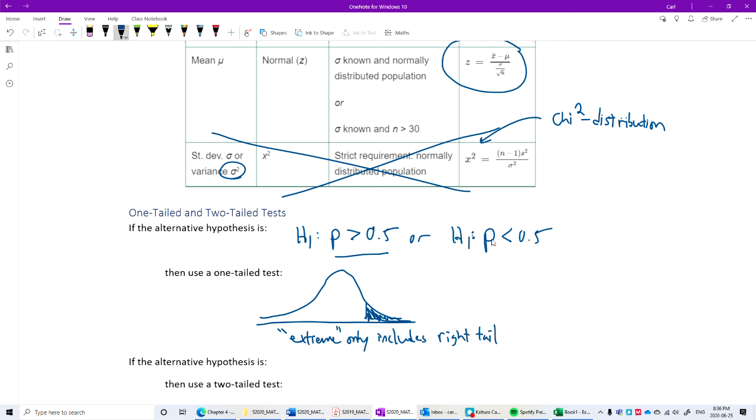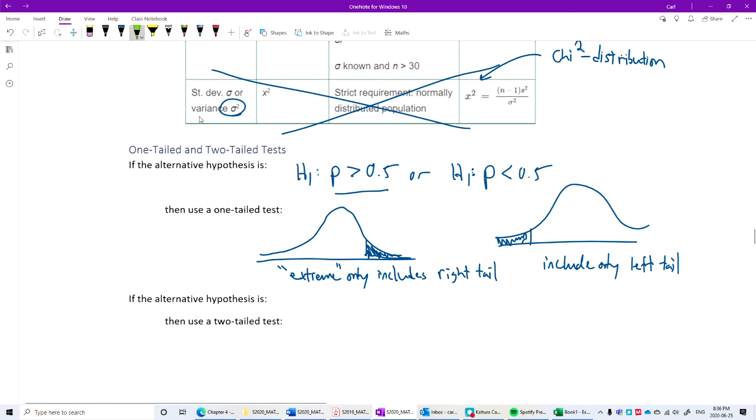Whereas if I'm looking for this coin is biased towards fewer heads, then I'm looking for evidence in the left tail. So I include only the left tail. And that affects when I calculate the p-value, I only use one tail. So in both these cases, you calculate the p-value using only the appropriate tail, either the left one or the right one, the appropriate single tail.